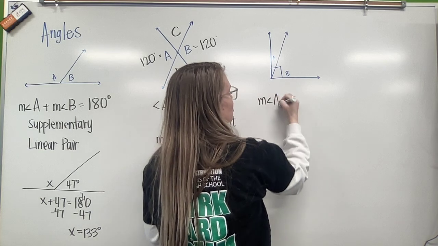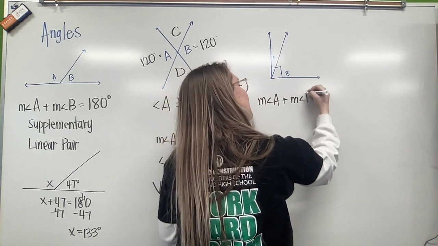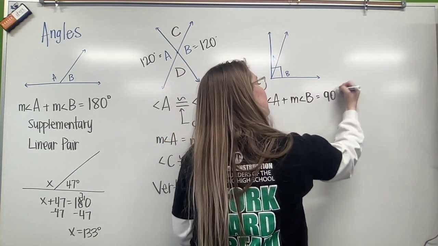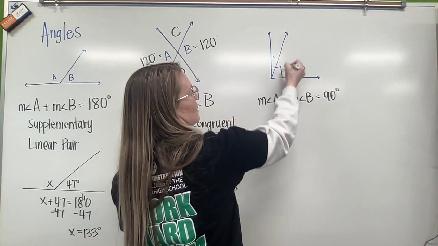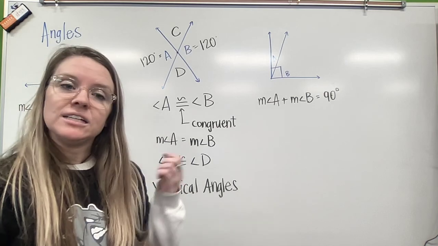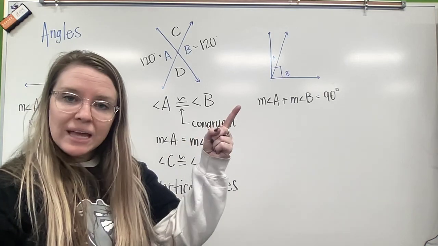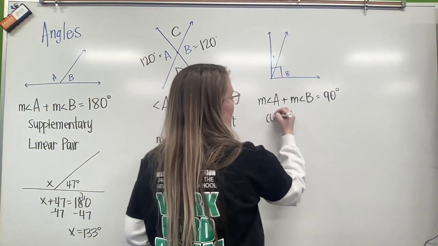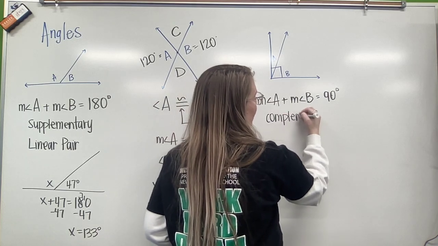All right, and our last one here, we have two angles, angle A and angle B. If I take the measure of angle A and add that to the measure of angle B, they equal 90 degrees. That little box there is telling me this is a right angle. Right angles are 90 degrees. So if my two angles add up to 90 degrees, these are complementary angles.